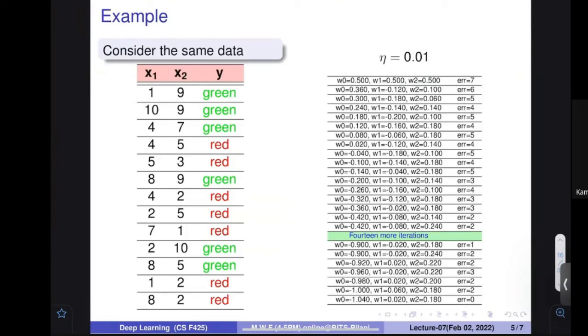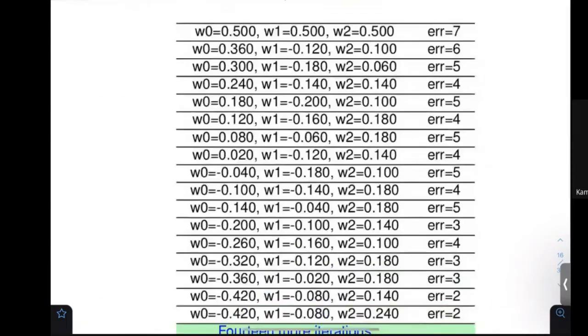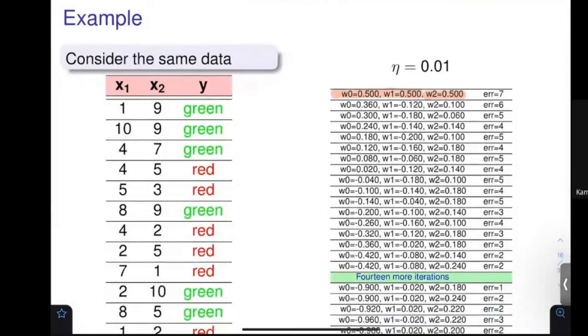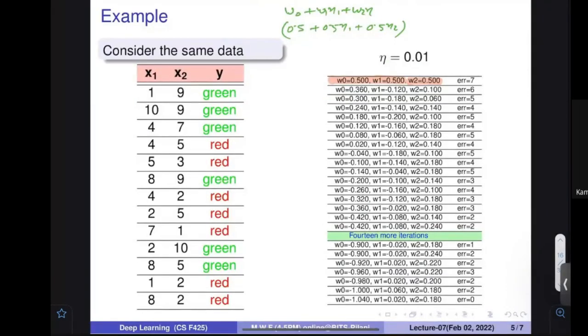Let me start by having random weights. So initially the weights are random: W0 is 0.5, W1 is 0.5, W2 is 0.5. So the equation would be W0 plus W1x1 plus W2x2, which becomes 0.5 plus 0.5x1 plus 0.5x2. Everything is positive, so it is going to classify all the items as positive. So places where there is red, they are going to be misclassified. How many of them? They are 7. So the number of errors is going to be 7.